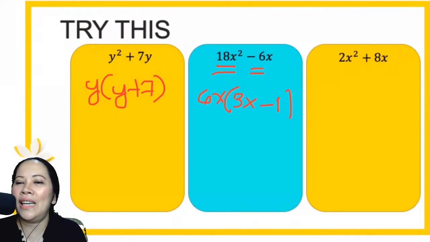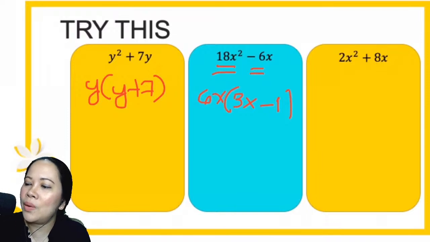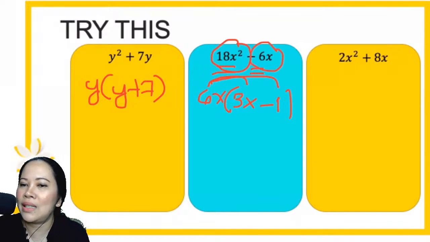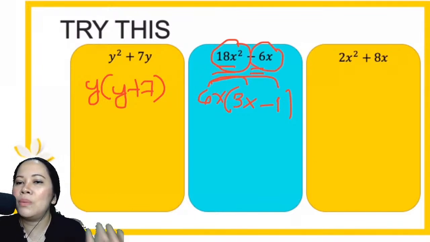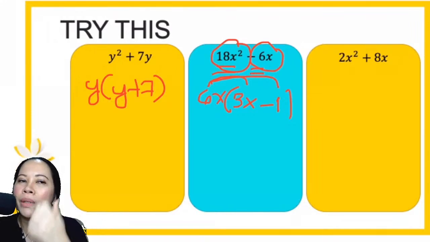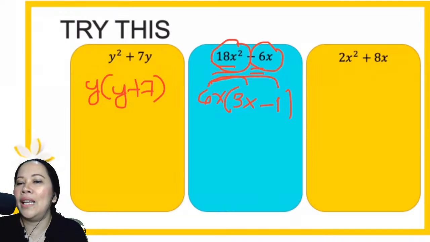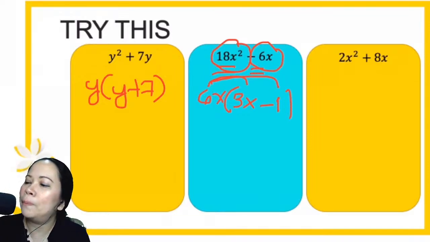Do you understand now? So 6x times 3x will give you 18x squared. However, 6x times x will not give you 6x. It will give you 6x squared. So it should be 1. Okay, so 6x times 3x will give you 18x squared. And 6x times 1 will give you 6x. So it's a 1. Anything that you multiply with 1 is itself. Okay, next one.